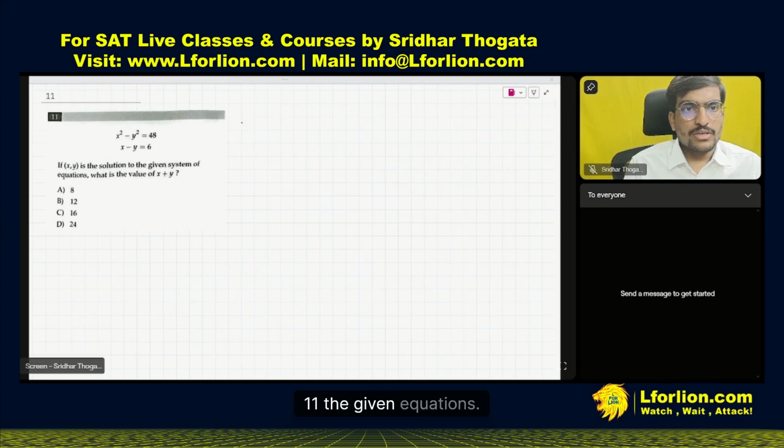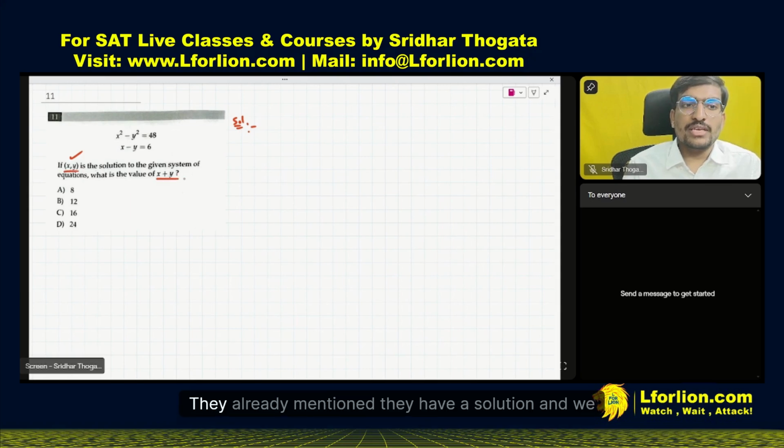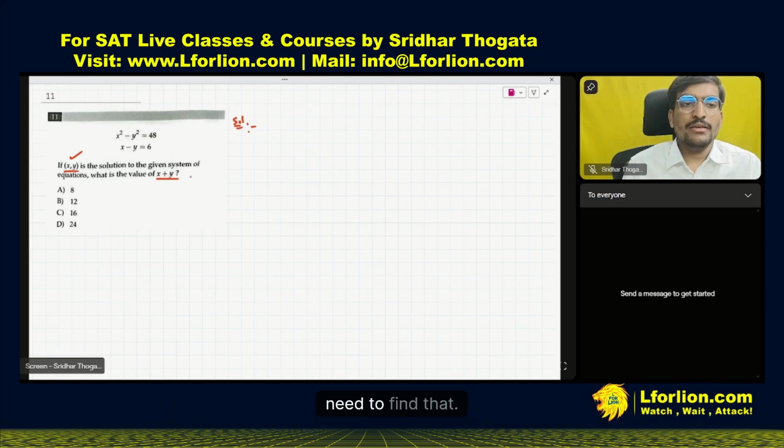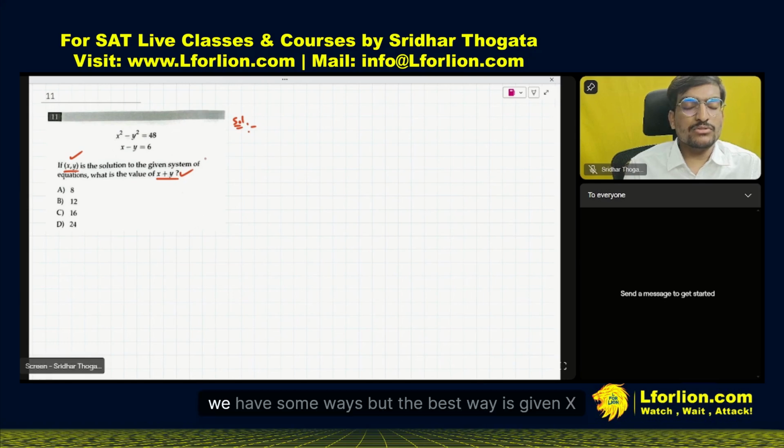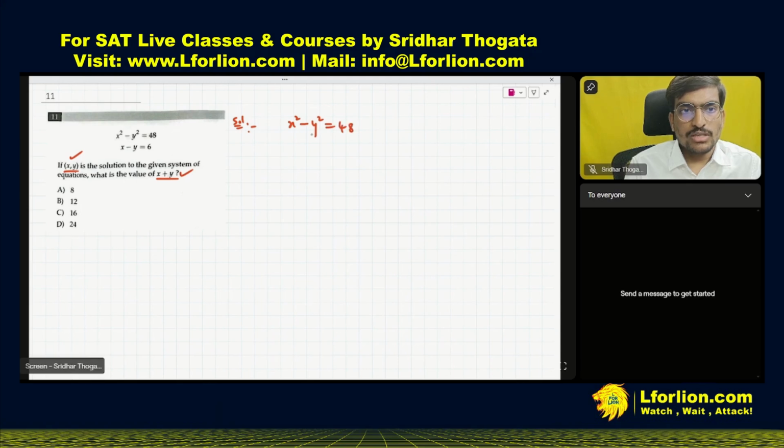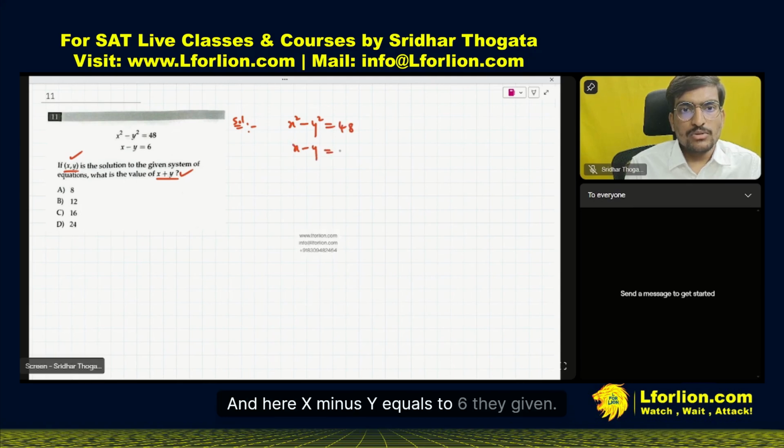11. The given x comma y is the solution to the given system of equations. What is the value of x and y? They already mentioned there is a solution and we need to find that, and at the same time we have to sum up. So how to do it? Try to cancel, or we have some ways, but the best way is: given x square minus y square equals 48, and x minus y equals 6.